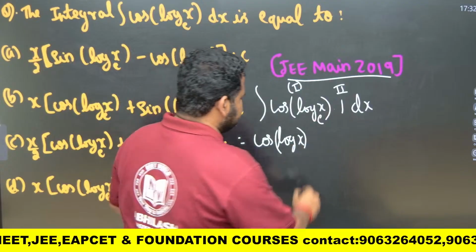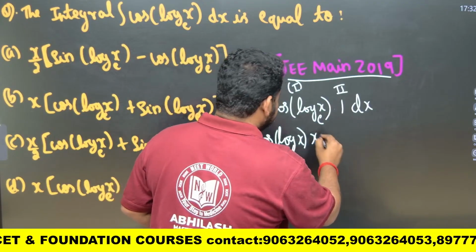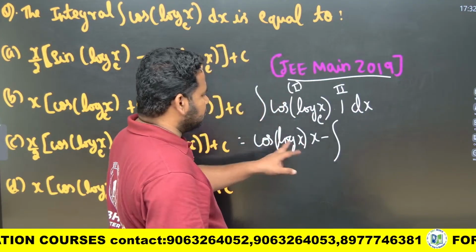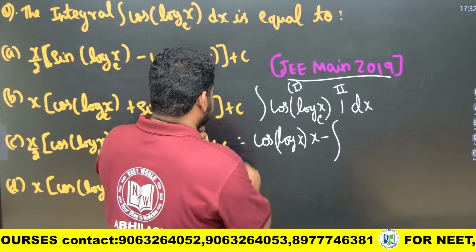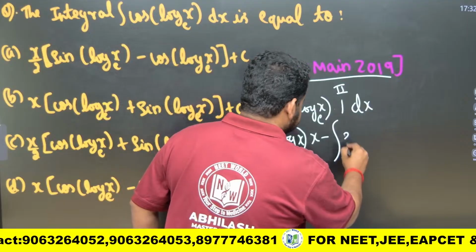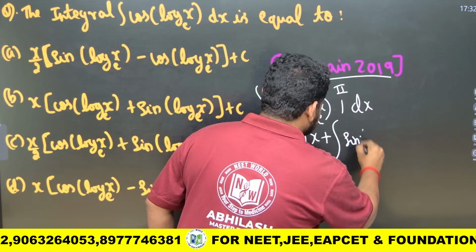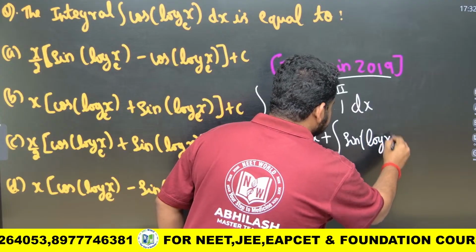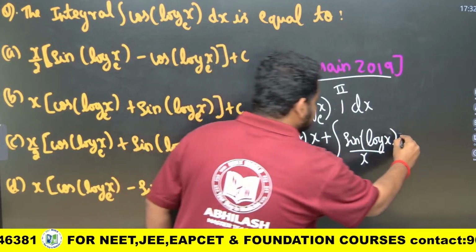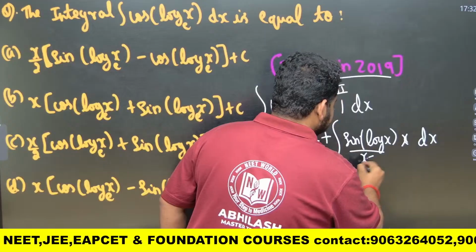This will be cos log x into the integral of 1, which is x, minus the integral of d by dx of cos log x into x. Let me take this as I. d by dx of cos log x is minus sin log x times the derivative of log x, which is 1 by x. So this becomes plus, sin log x, the x cancels, and we get the integral of sin log x dx.